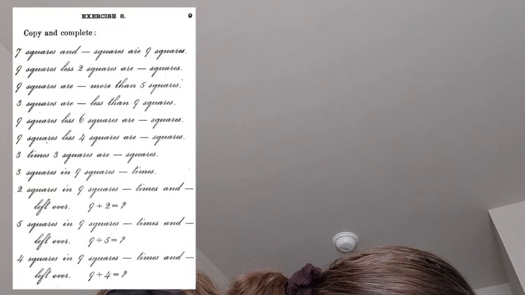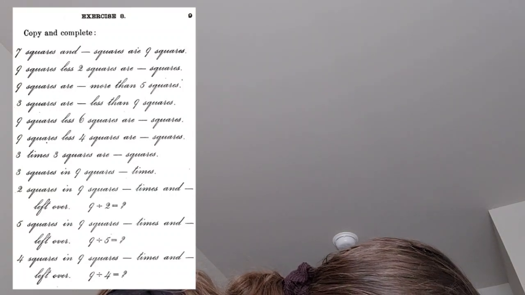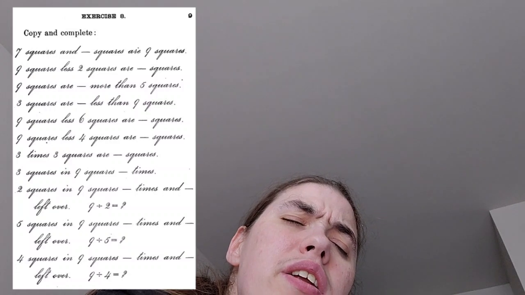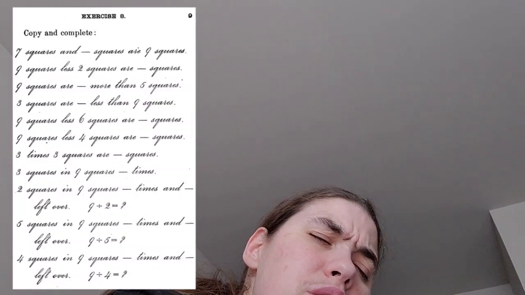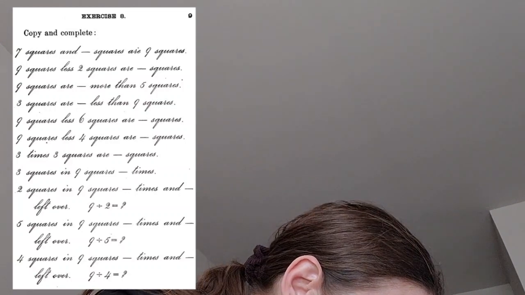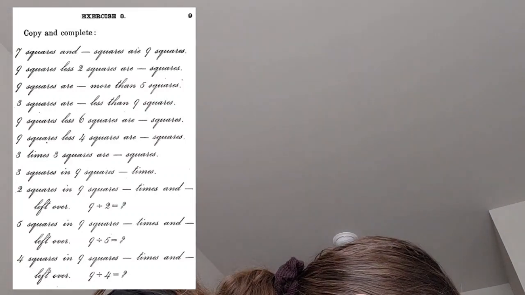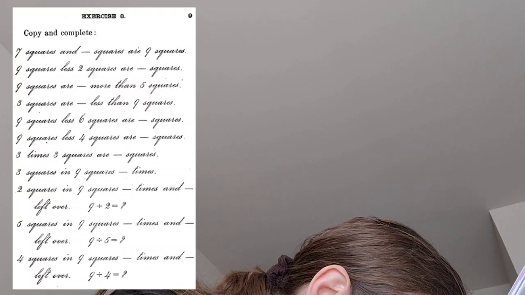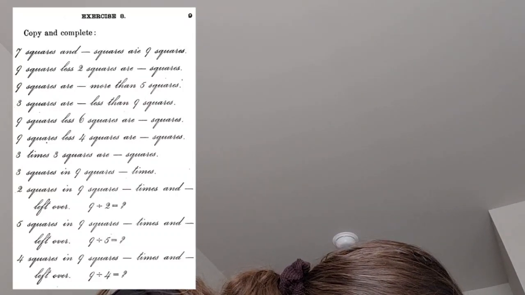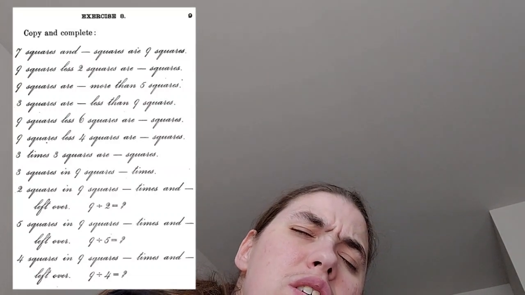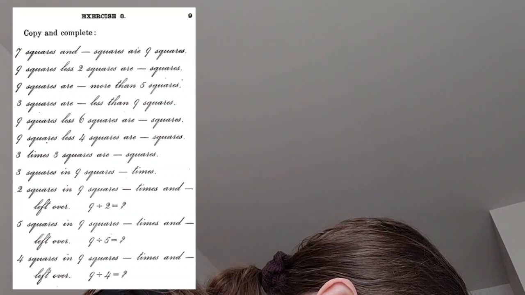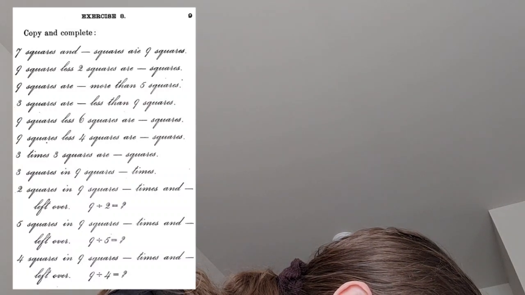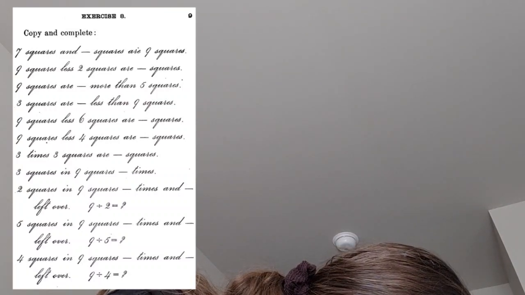3 squares in 9 squares, blank times. 3 squares in 9 squares are 3 times because you can go into there 3 times. 2 squares in 9 squares are blank squares and blank left over. 2 squares in 9 squares are 4 with 1 left over. 2 squares into 9 squares 4 times and there's 1 left over.